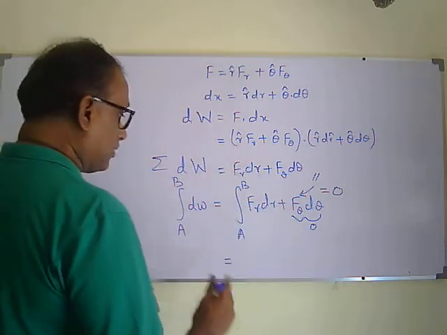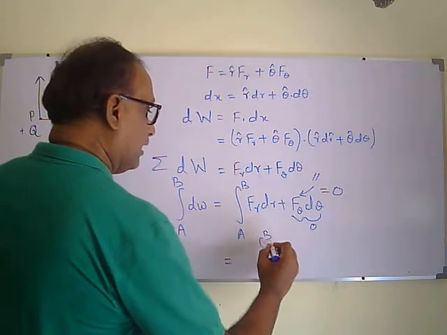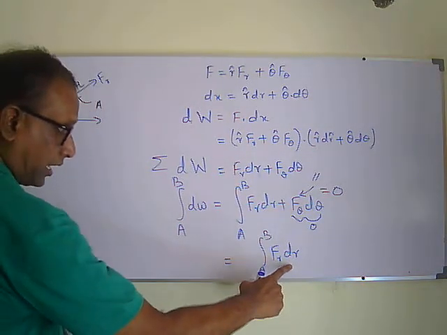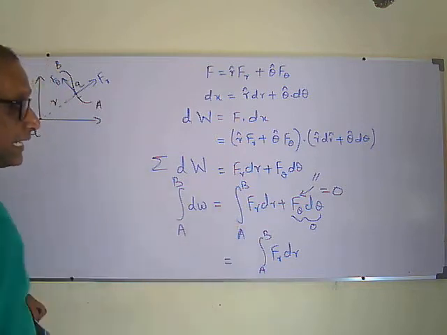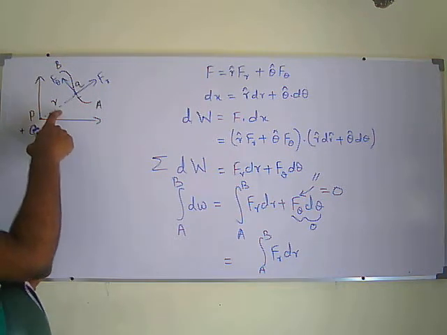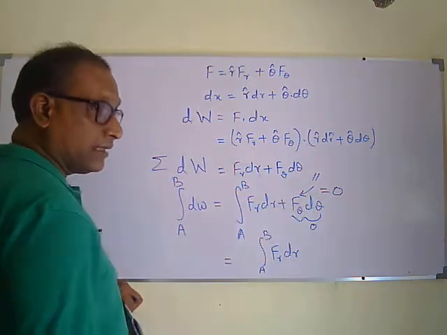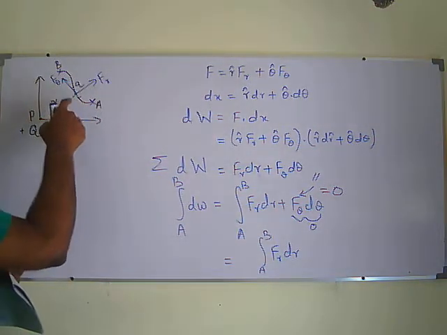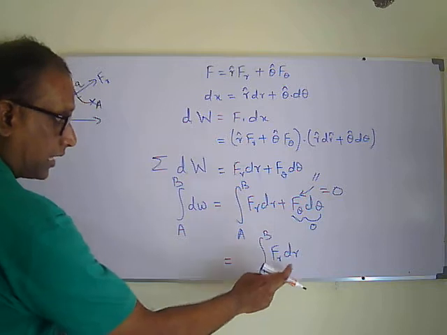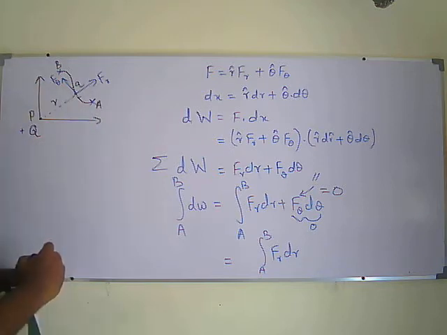So when F theta becomes 0, the integral from A to B becomes again the integral from A to B of Fr dr. See, it depends only on r, the coordinates of A and B. That is, the work done depends only on the radial coordinates of the two positions A and B, not on theta. That means it does not depend on the path it takes or the angle it changes. It depends only on the r of A and B, whatever the path it takes to move from A to B.